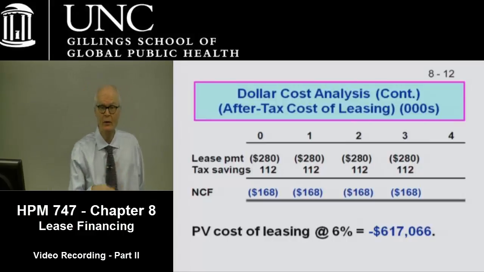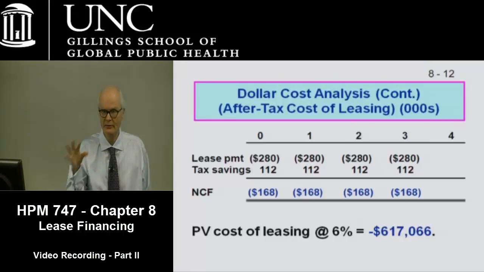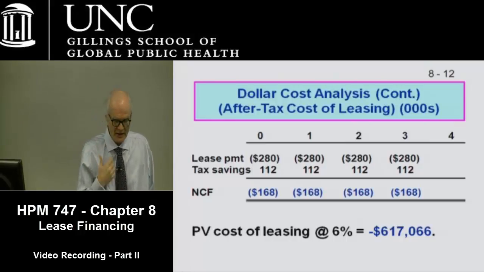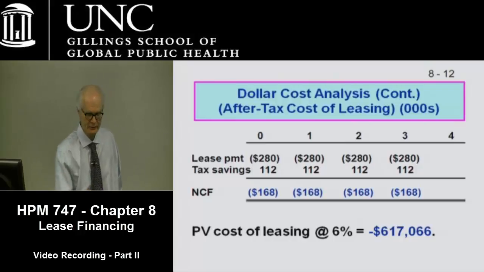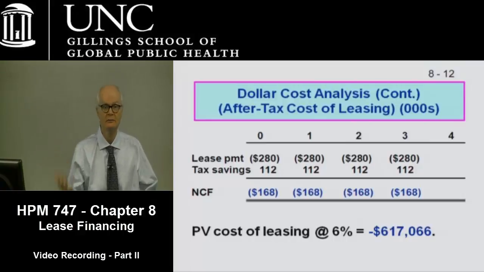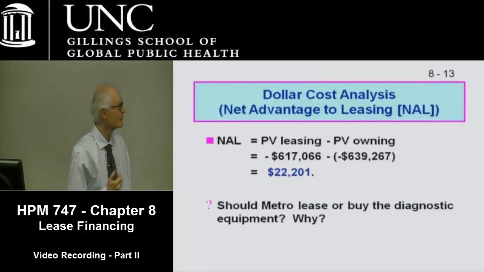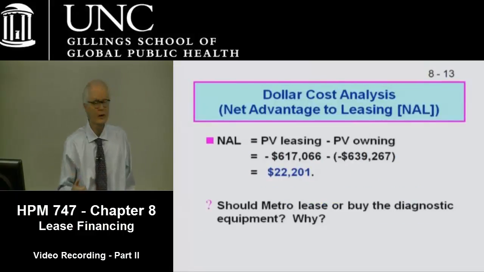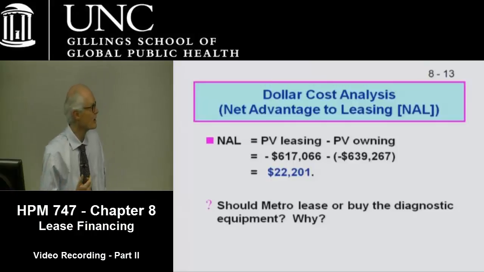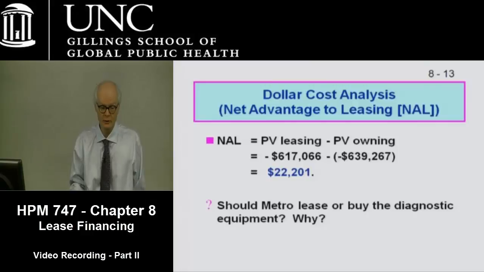If you discount those cash flows by the same 6%, 1 minus the tax rate times 10%, which is 6%, you get a negative 617,066. So now we've got two present values of costs. And all we have to do now is compare them. We calculate the present value of the cost of leasing is negative 617. The present value of the cost of owning is negative 639. The difference between those two numbers is $22,000. Should we lease or buy?